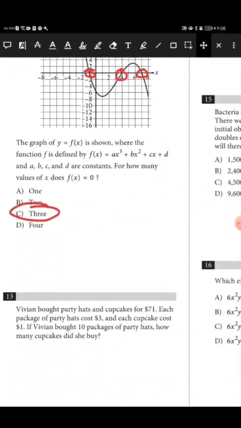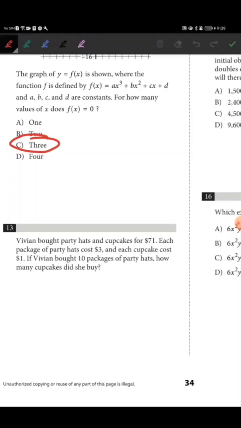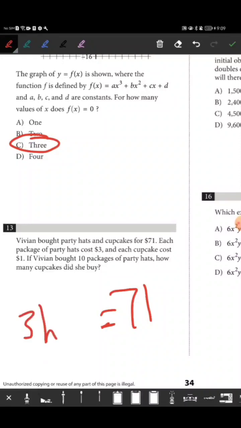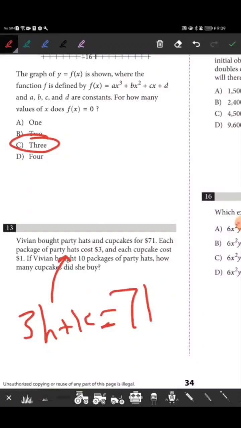Moving on to question number 13. Vivian bought party hats and cupcakes for $71. Each package of party hats costs $3, and each cupcake costs $1. If Vivian bought 10 packages of party hats, how many cupcakes did she buy? So the total is $71. Okay, and 3h, which defines the hats, plus 1c, which defines the cupcakes.